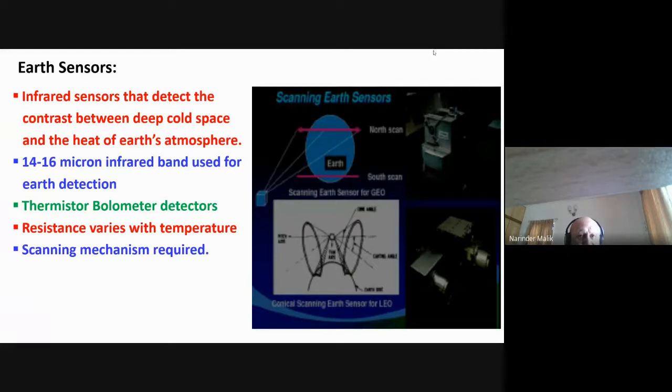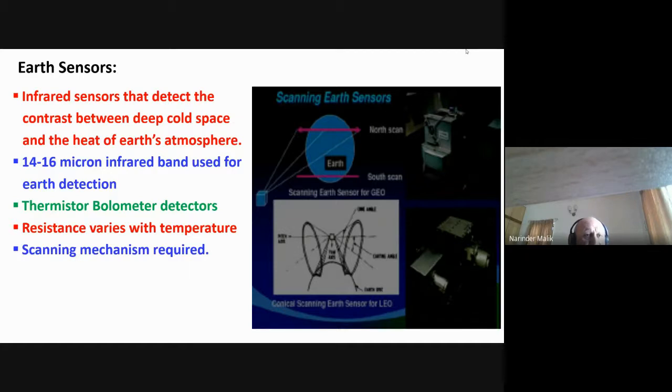Earth sensors basically work in the infrared zone of the spectrum. They detect the contrast between deep cold space and Earth's atmosphere. Earth, as seen from space, looks like a hot body. And as you must have studied in physics, any hot body would radiate over a large spectrum.